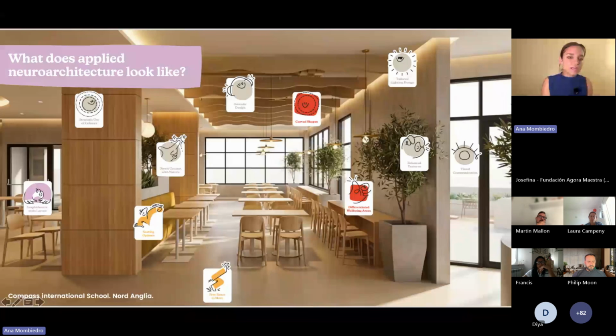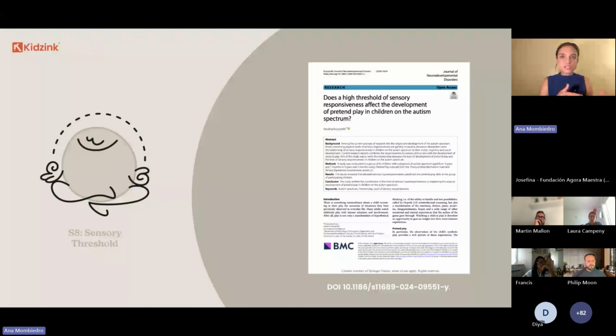Then we have another quality factor that is very interesting, which is called sensory threshold. Having a sensory threshold means that between, for example, a corridor and a classroom, you need to have a buffer space. So we don't enter directly into a classroom, okay? This is extremely important for neurodivergent students.